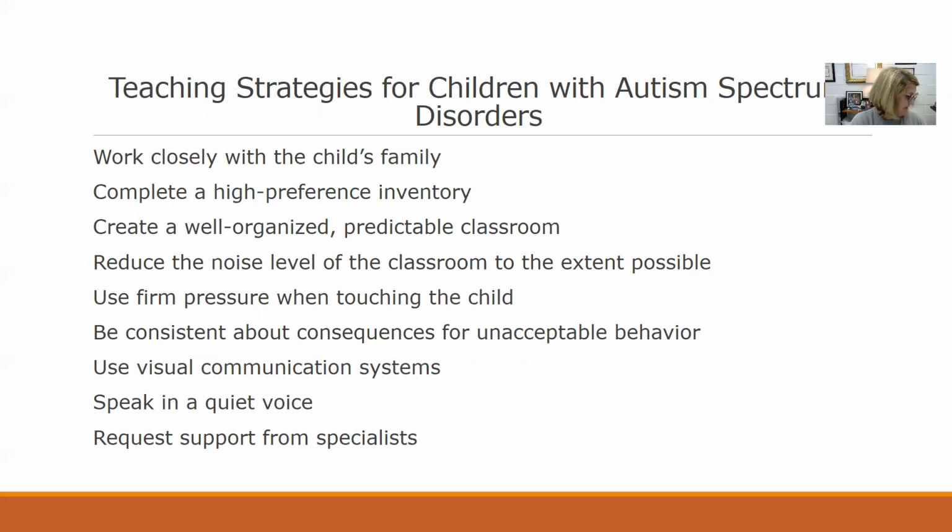One of the things you will definitely want to make sure of is that you work closely with the child's family if they have autism. Try to reduce the noise in the classroom to the greatest extent you possibly can. Use firm pressure when touching the child, okay, like to guide them a certain way. Be consistent about your consequences for unacceptable behavior, and that's really the case for any child, but more so with a person on the autism spectrum. So if this is what you tell them you're going to do, and you did it this way the first time, it needs to be that way all of the time for whatever their unacceptable behavior is.